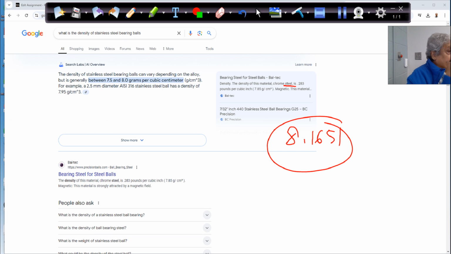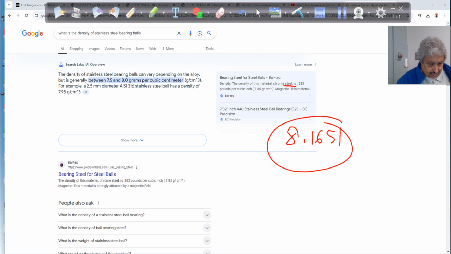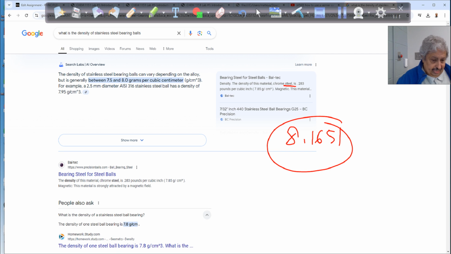Iron is the majority, the major element inside, and then depending on the softness and hardness, will be the carbon there. So I will take bearing steel balls. Let's look at this. Here it is. What is the density of stainless? I will take it as 7.8.